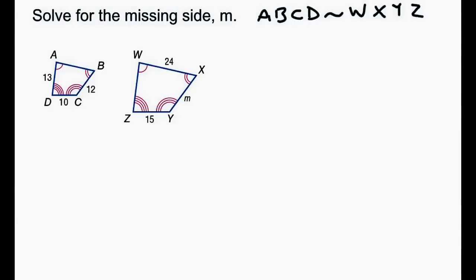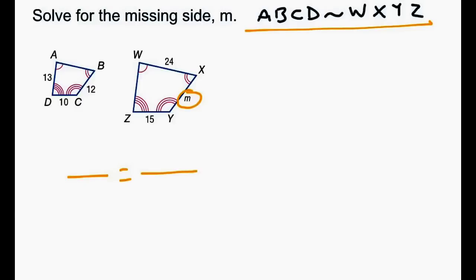All right, so now we have two similar figures. It tells us right here in our statement, and we're going to find M. So there's our M. All right, so I'm going to make a proportion. Since the side lengths all have to be in proportion, I'll use a proportion.